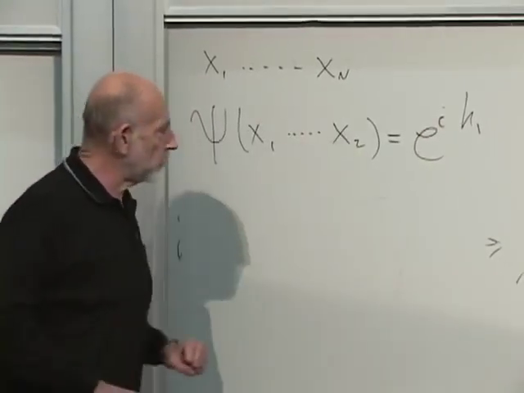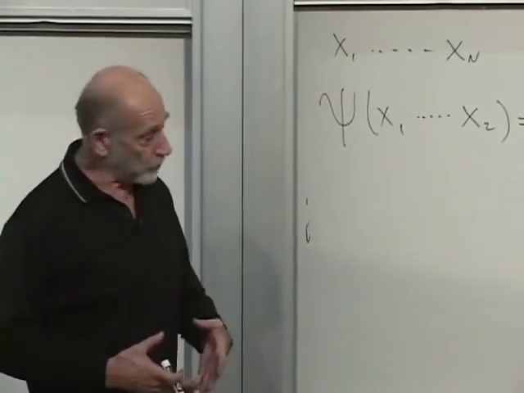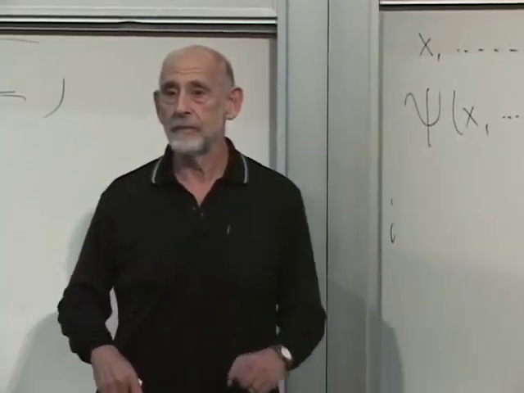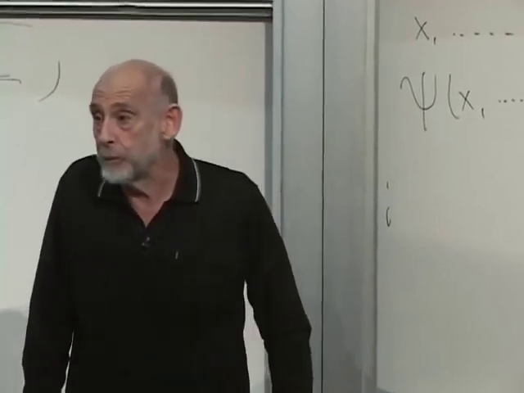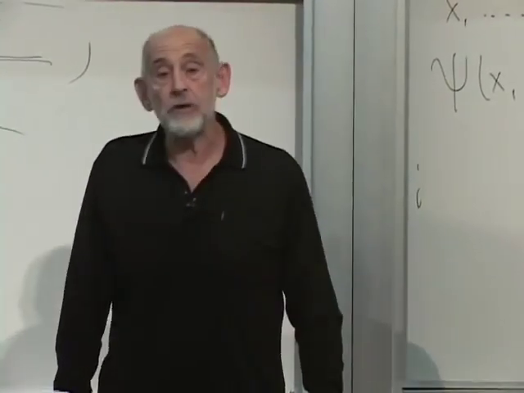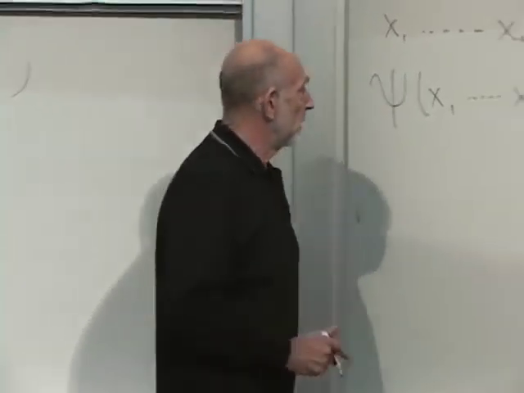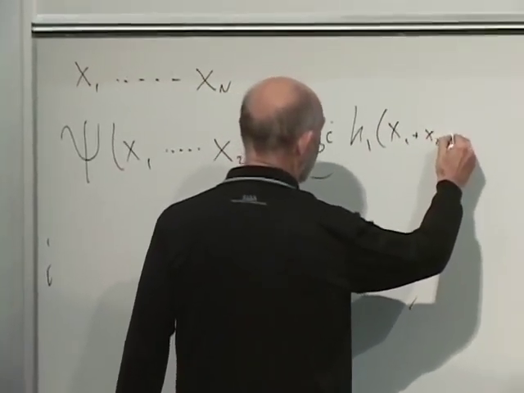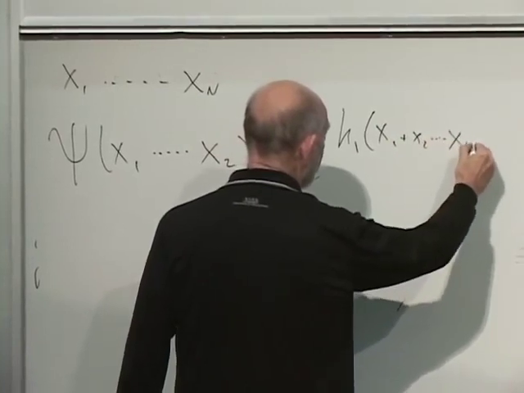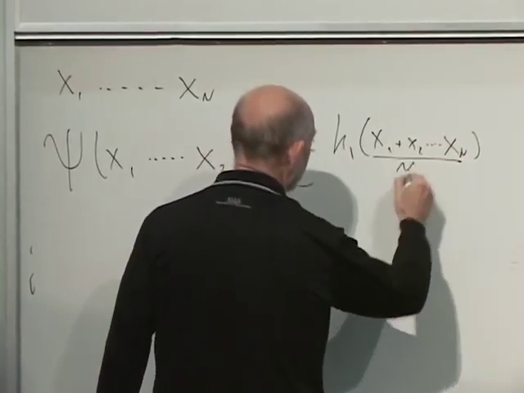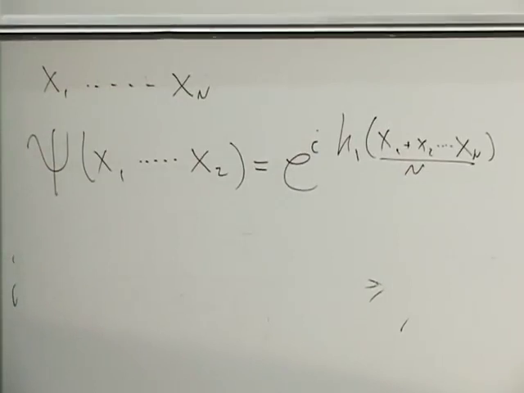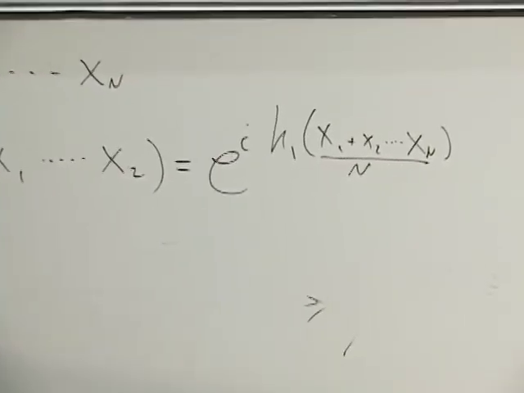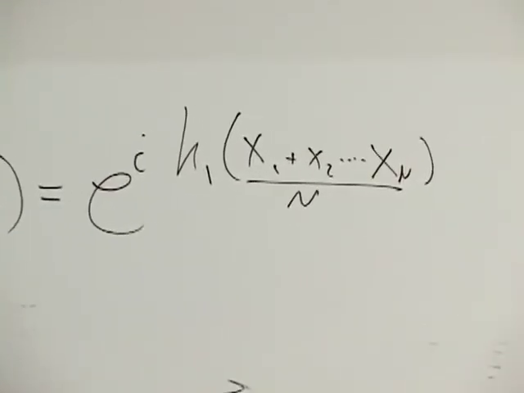So what is the center of mass position? What's the center of mass position of these points? It's the average position, the sum of the x's divided by n. So you have x1 plus x2, up to xn, divided by n. That factor, and that factor alone, tells you that this initial particle had momentum k1.